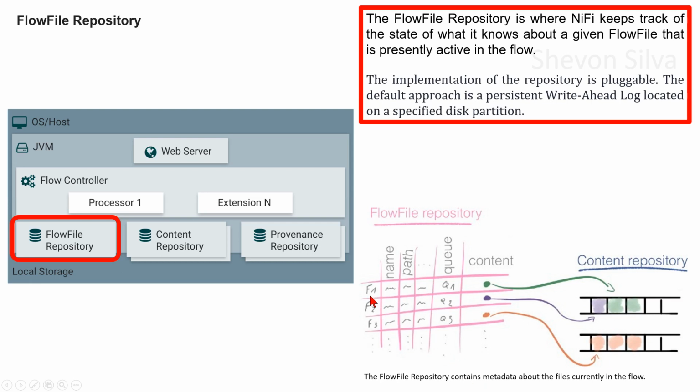For each flow file that currently exists in the system, the FlowFile repository stores the flow file attributes, a pointer to the content of the flow file, and the state of the flow file, for example, to which queue the flow file belongs at this instant.